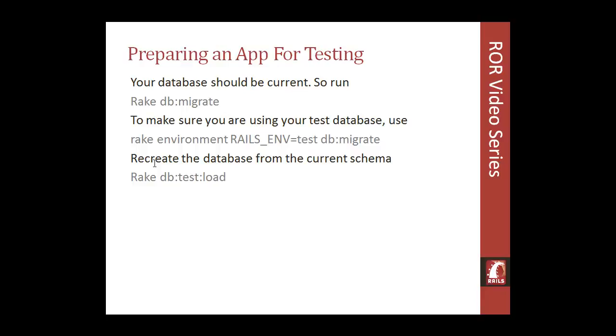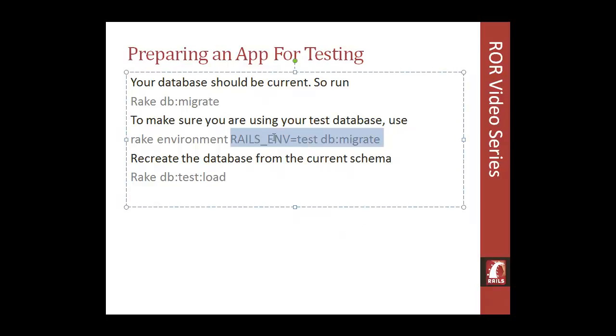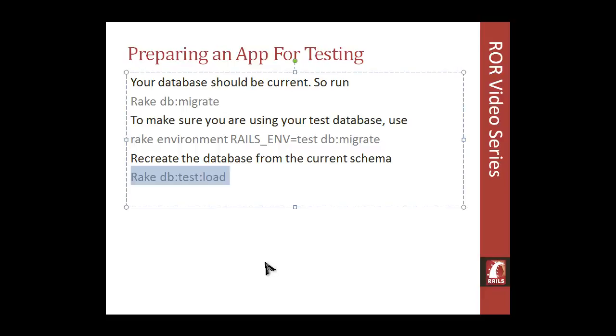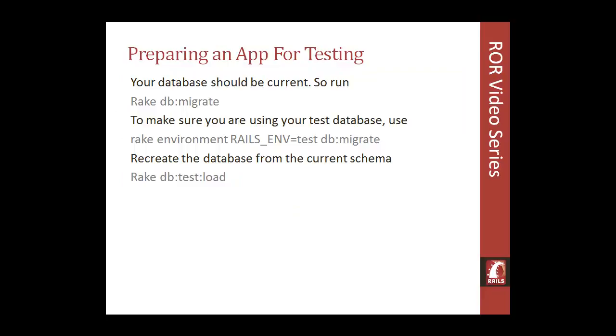You can use the command line as well, and if you want to migrate the test database, we can make sure that it's choosing the test database with this command here, telling it that the environment we want is test as opposed to development. And then we want to recreate the database from the current schema. This rake command takes what we have in our development database and loads it into our test database, because we don't want to mess with the development or production database when testing.